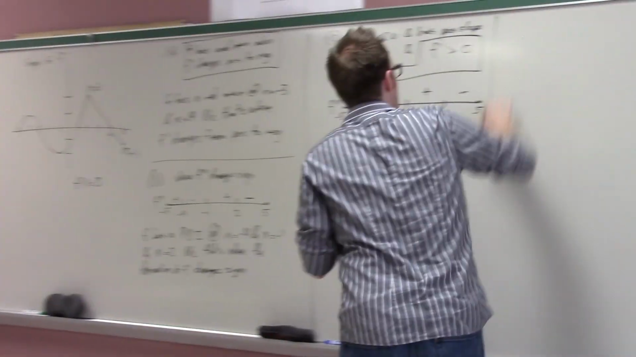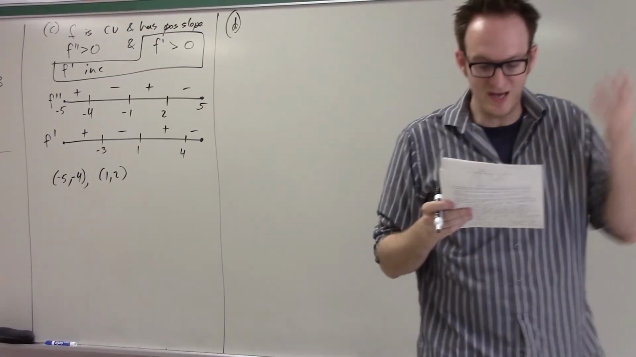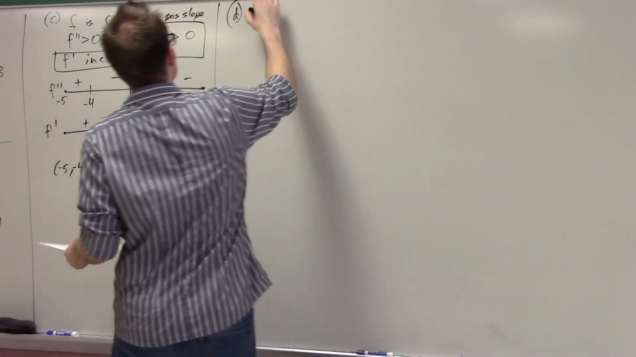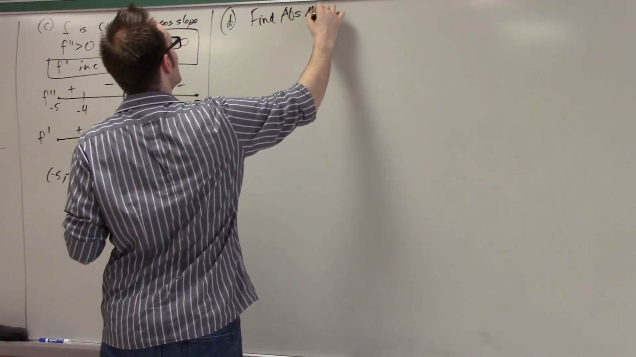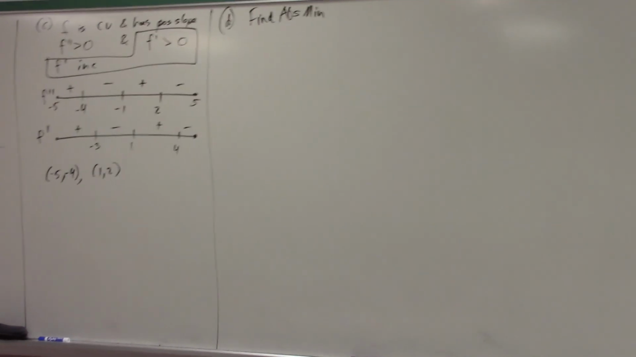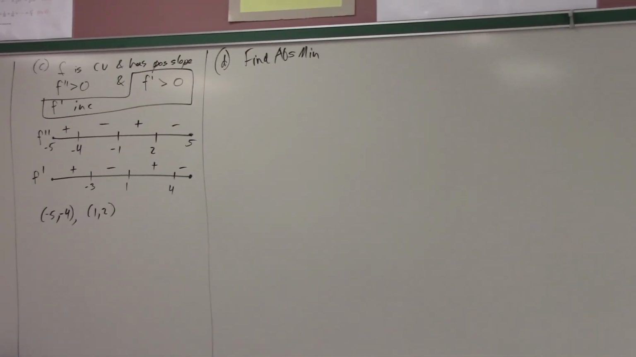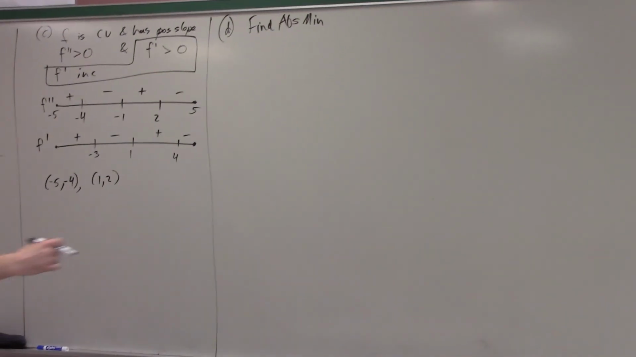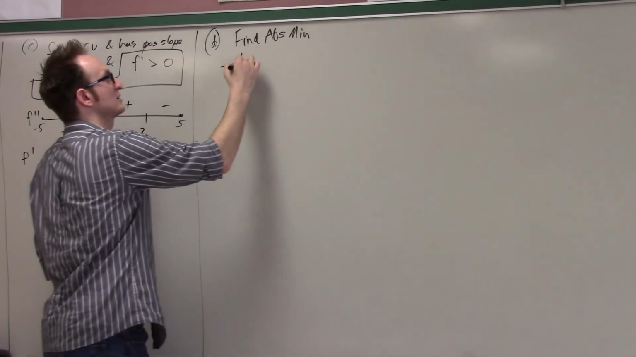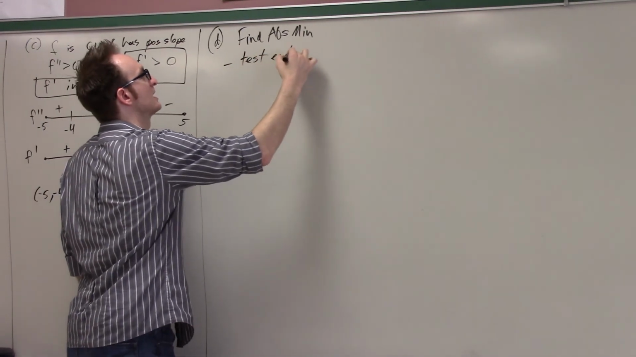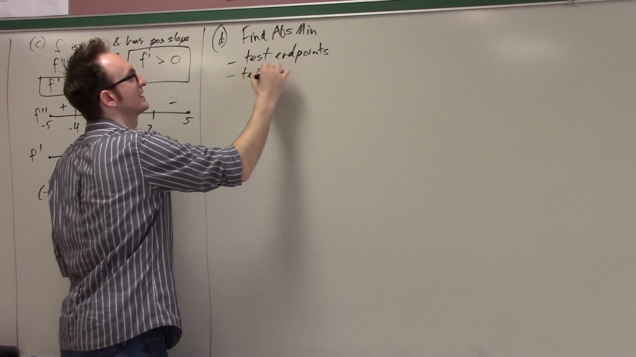All right, part D is an interesting problem. It says find the absolute max. Sorry, find the absolute min. So how do we find the absolute minimum of a function in general? Endpoints and relative extrema. So yeah, we should test. Basically, this boils down to two things: test endpoints and test relative minimum.